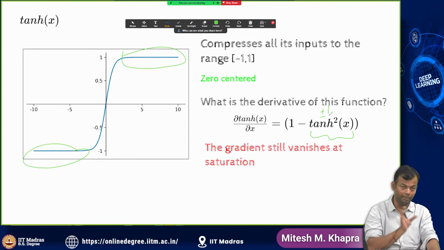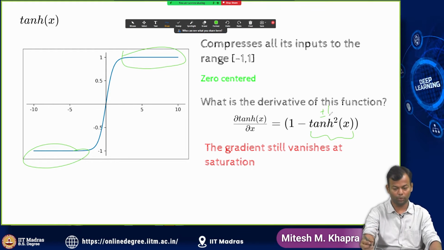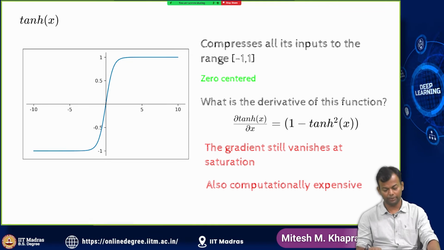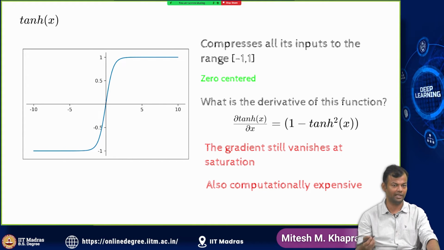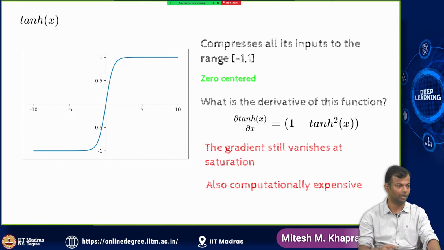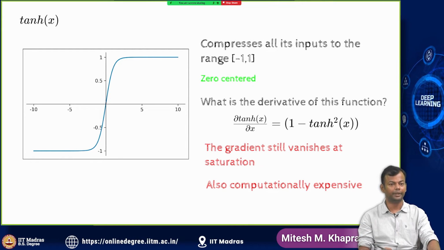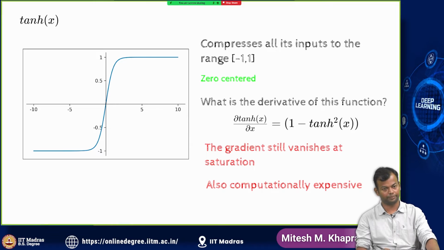So the problem of the saturating neuron and hence the vanishing gradient still exists. The problem of limited directions to move in has been overcome, but the problem of computational expense still remains, because it still has the e component in it. So tanh, the formula contains the e part of it.